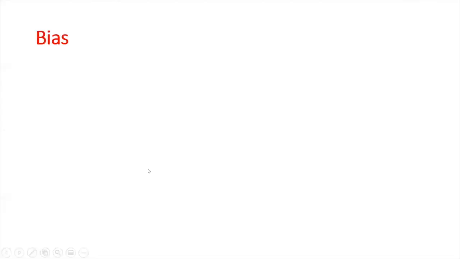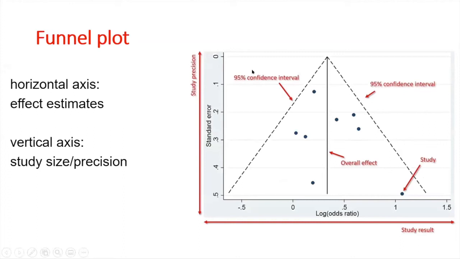Right. Then in a meta-analysis, we have to assess and quantify bias, okay? And this is usually done, or can be done, on a funnel plot. So a funnel plot has an effect estimate on the horizontal axis and the precision or the study size on the vertical axis. So as a study has a large study size, the effect size can be more precise. So they tend to sit higher up, okay? A study that has a small study size, their effect size will not be as precise. So they tend to sit down here. But overall, you should have enough studies on either side of your line of no effect. And these represent the confidence interval.